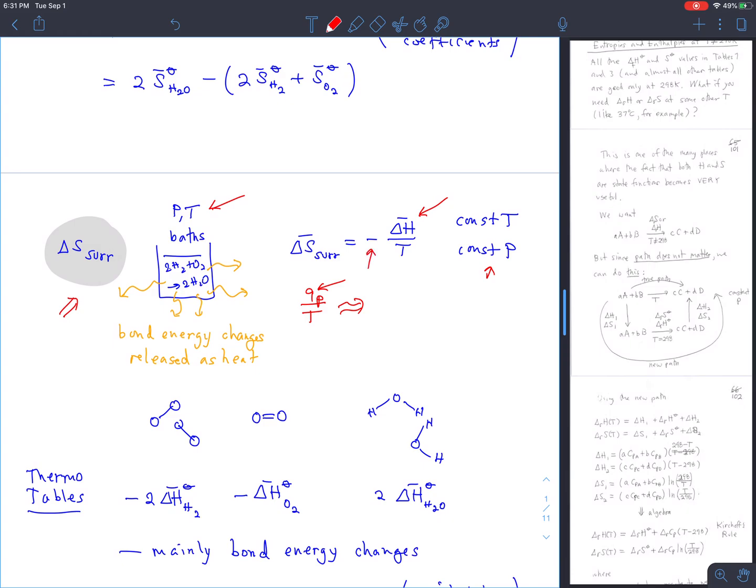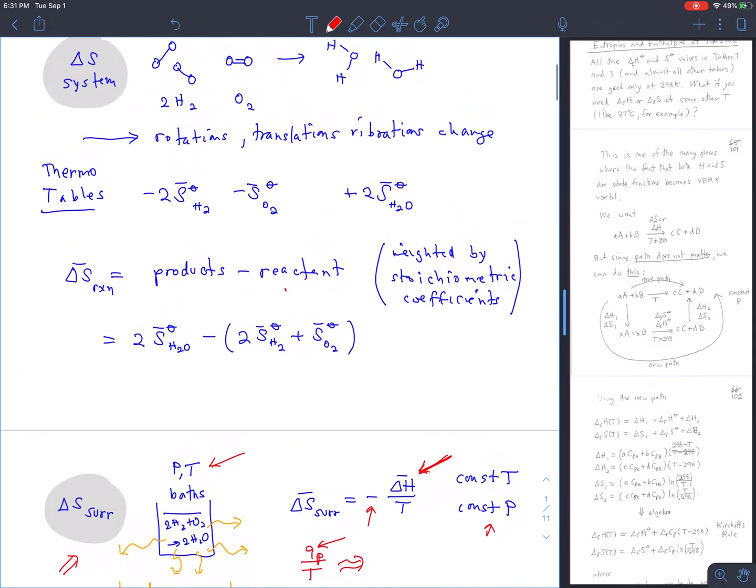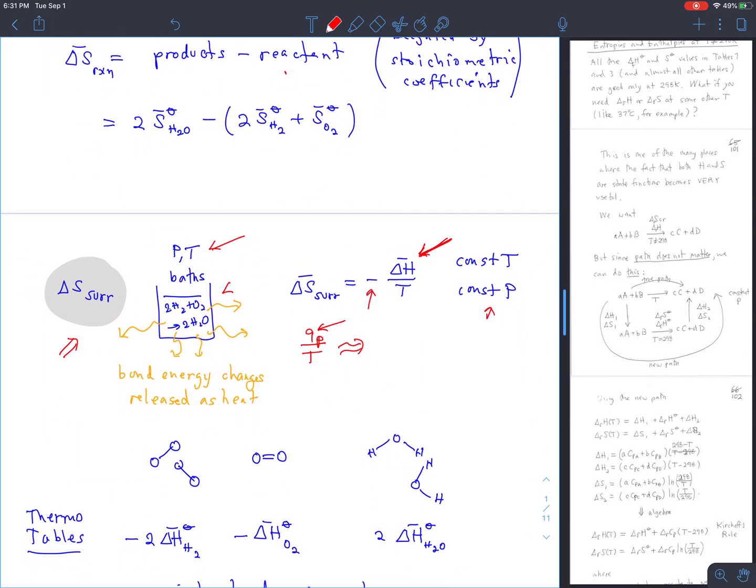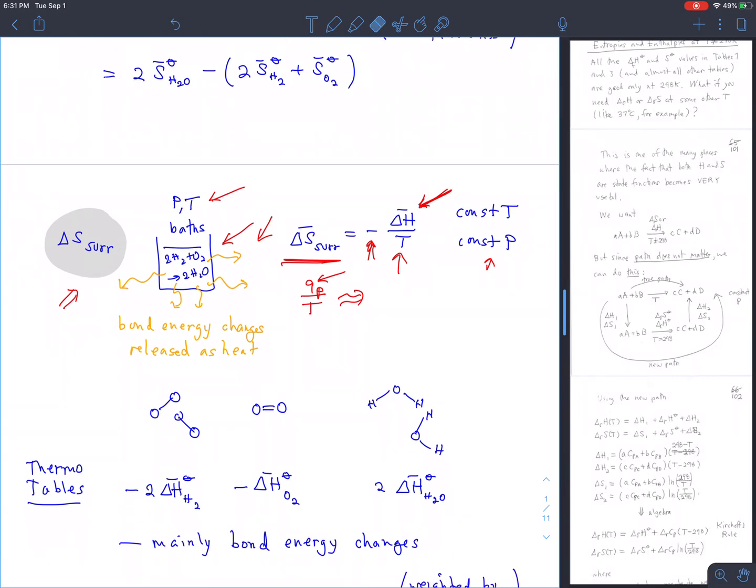And it'll have a minus sign because this delta H is the heat lost by the system, but that's minus the heat gained by the surroundings. So if we want the entropy change for the surroundings, we need a minus sign there. And then we divide by T because the temperature is not changing, so we don't even need to do an integral in this case. All right.